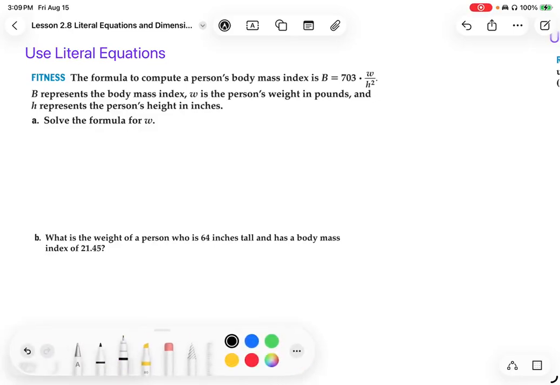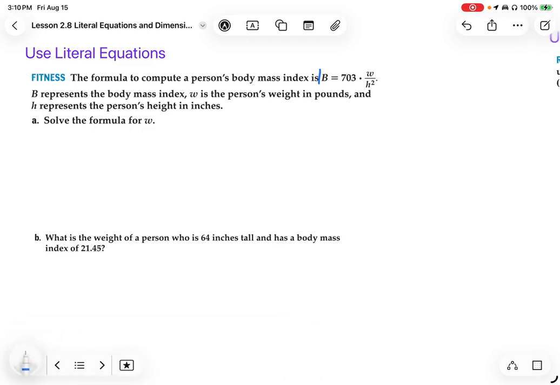So let's take a literal equation. We're going to solve it for a specific variable, and then we're going to use that equation. So the formula to compute a person's body mass index, or BMI, is this formula right here. B equals 703 times W over H squared. B is your BMI, W is your weight in pounds, and H is your height in inches.